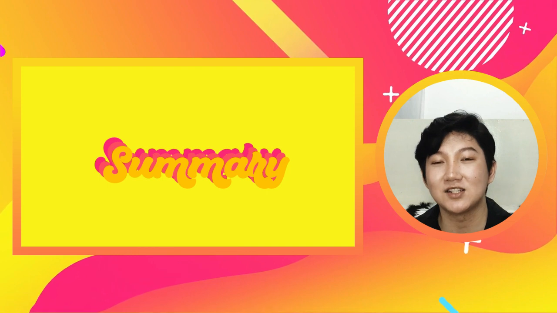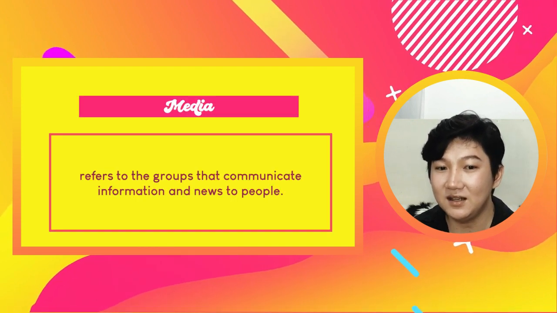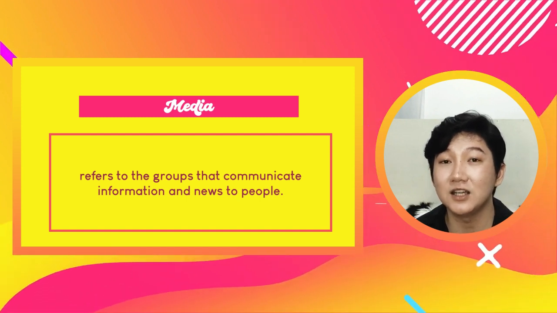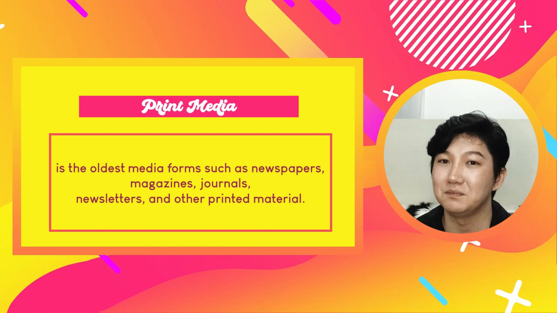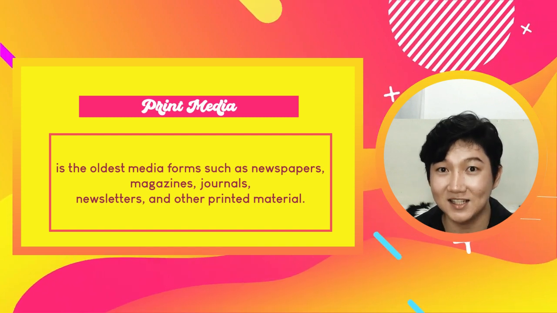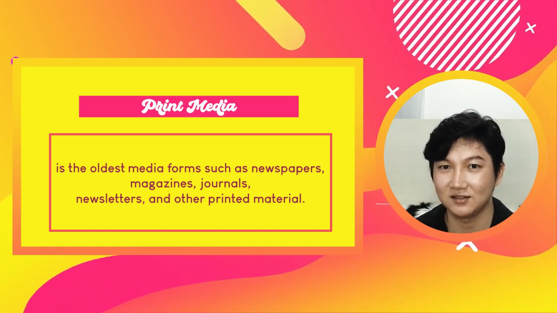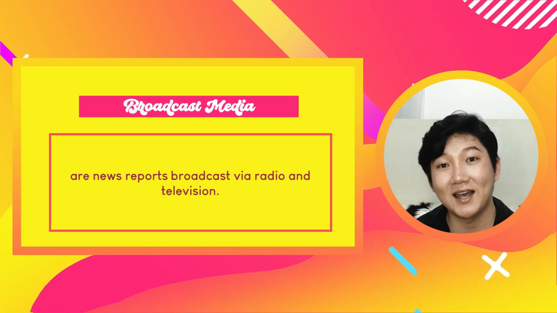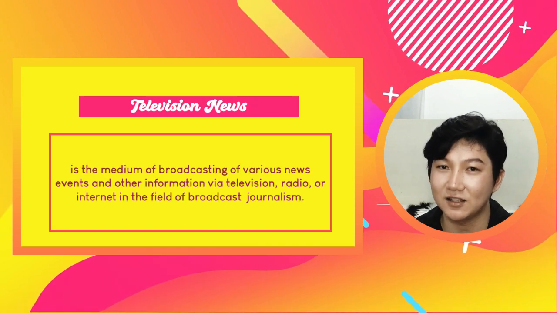Now, just to summarize all of the concepts that we had earlier, media refers to the groups that communicate information and news to people. Print media is the oldest media form such as newspapers, magazines, journals, newsletters, and other printed materials. Broadcast media are news reports broadcast via radio and television.